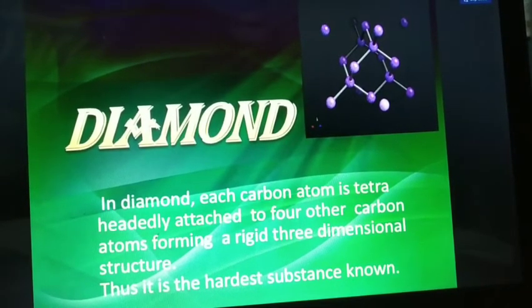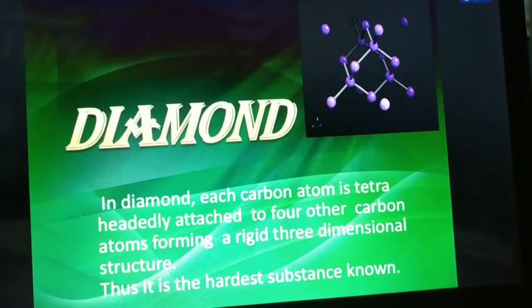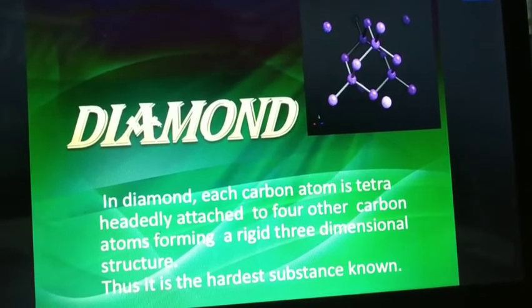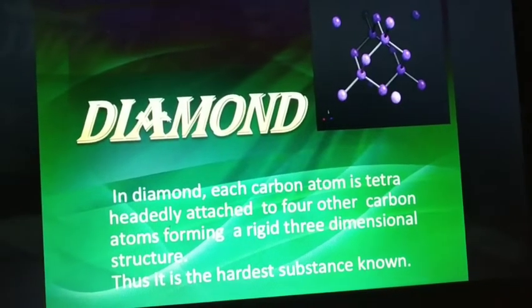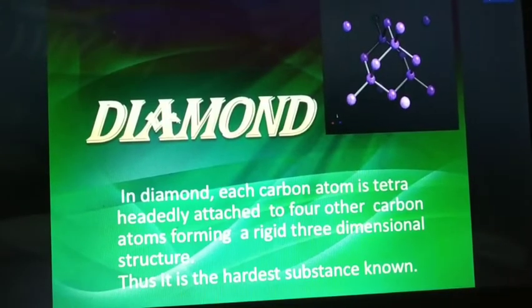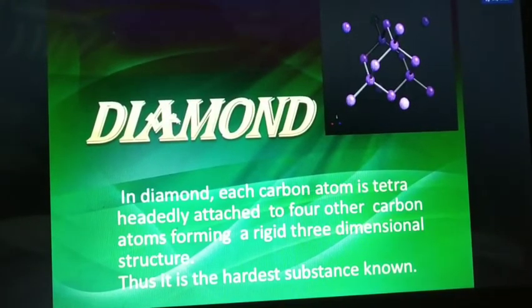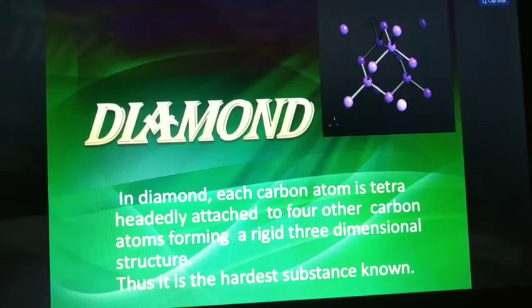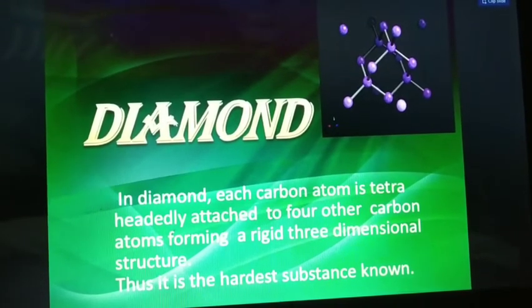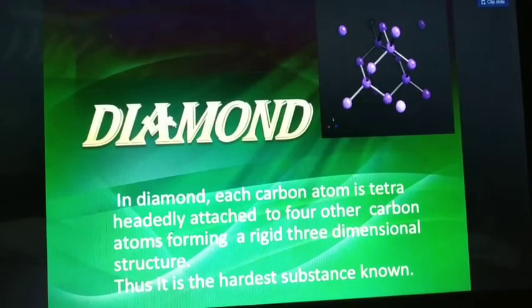So it is due to this rigid 3-dimensional structure that diamond is very hard and has high melting and boiling points. And since graphite has a free electron, but in diamond's structure no free electrons are there, that is why it is a non-conductor of heat and electricity.